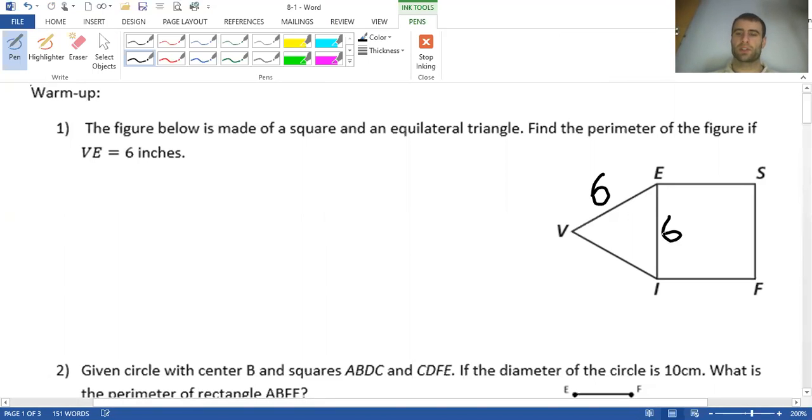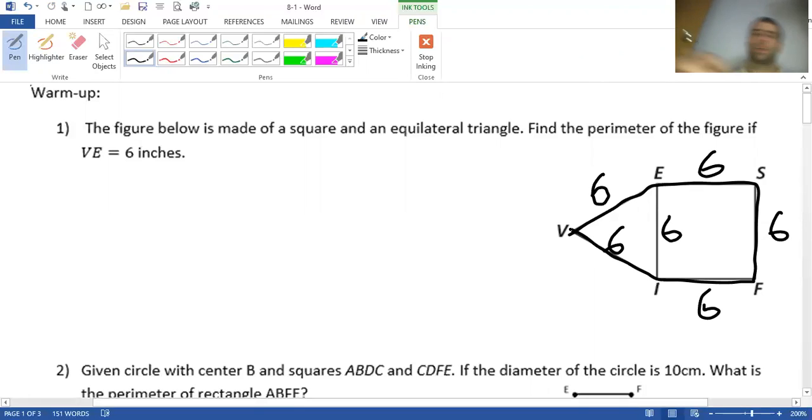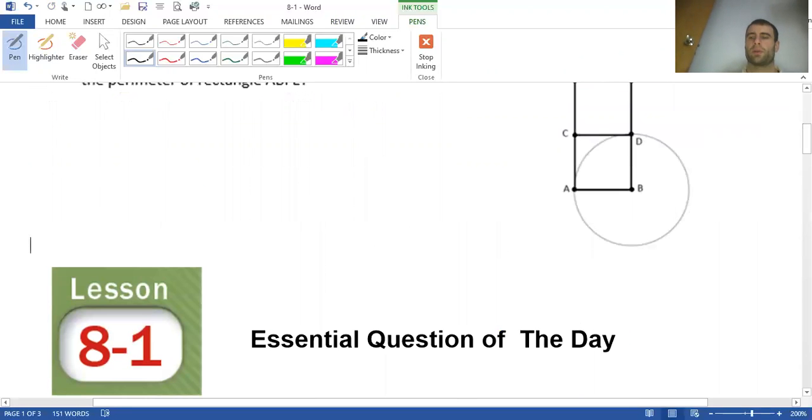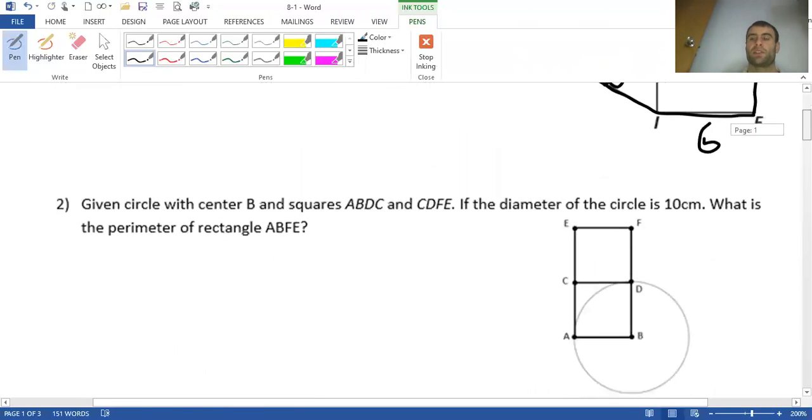Okay, it says, oh, it's an equilateral triangle. Well, that means all of these are 6. And it also says that it's a square, which means all the sides are the same length. So if IE is 6, they're all 6. So the perimeter of this would be 6 plus 6 plus 6 plus 6 plus 6. That is 6 times 4. That is 24 inches. Two little apostrophes means inches.